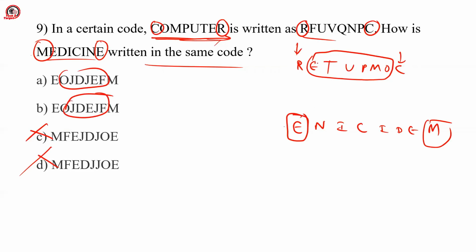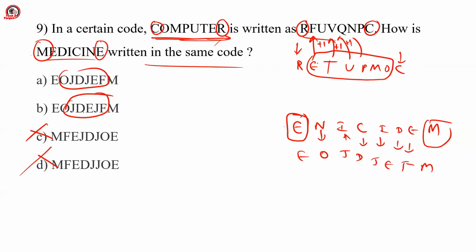For every letter, for E they are giving F, so they're adding 1. For T you are giving U, you are adding 1. For U you are giving V, you are adding 1. In the same way, for N you have to add 1, which is O. For I you have to add 1, which is J. For C you have to add 1, which is D. For I, J. For D, E. For E, F.